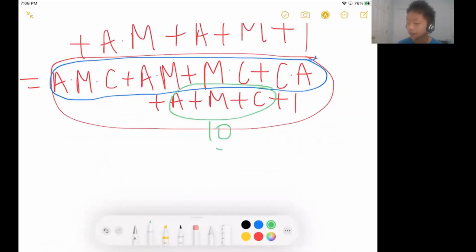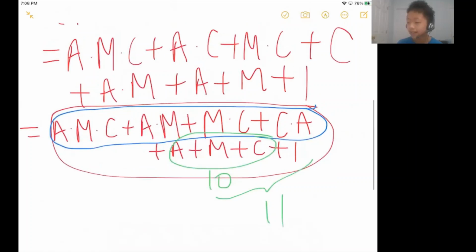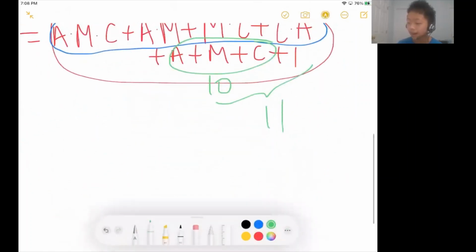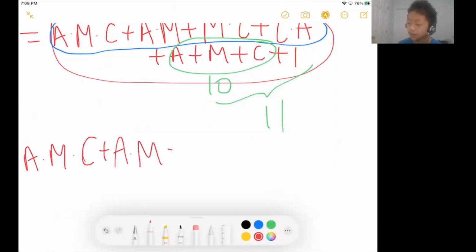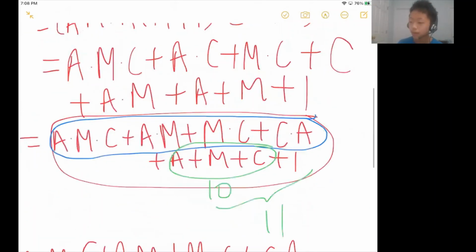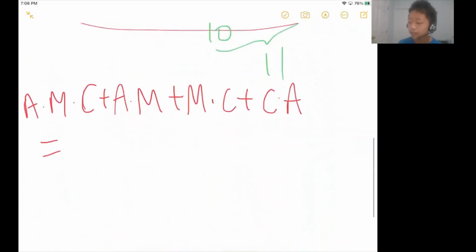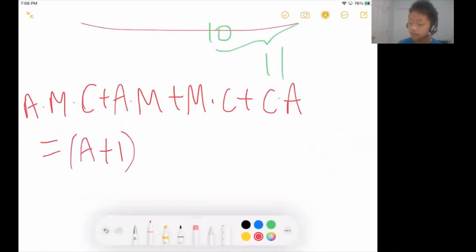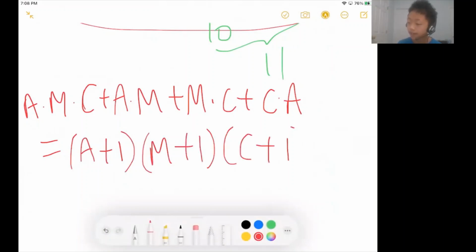So plus 1, this equals 11. If we subtract 11 on both sides, we can say that a times m times c plus a times m plus m times c plus c times a is equal to the expression we started with, a plus 1 times m plus 1 times c plus 1, and then I can just subtract 11. So I have this identity, sort of. And we basically want to find the largest possible value of this expression now.